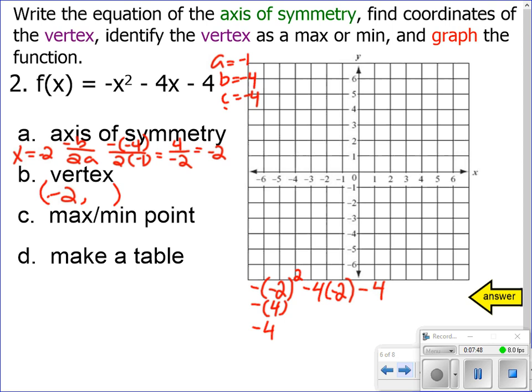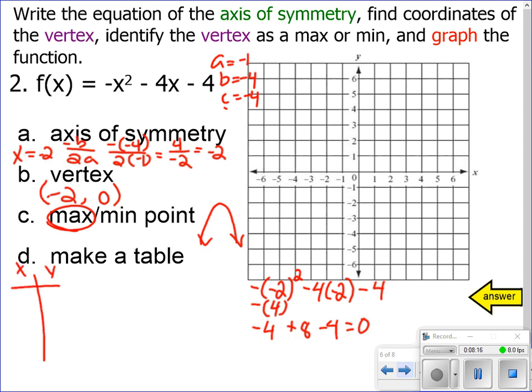Negative 4 times negative 2 is positive 8. And then bring down that minus 4. Negative 4, that's negative 8 plus 8 is going to give me 0. So now my vertex is at negative 2, 0. Again, this one's opening down this time because A is negative. So I'm going to have a maximum point here. So I should end up with a parabola that is opening down. I make my table of values.